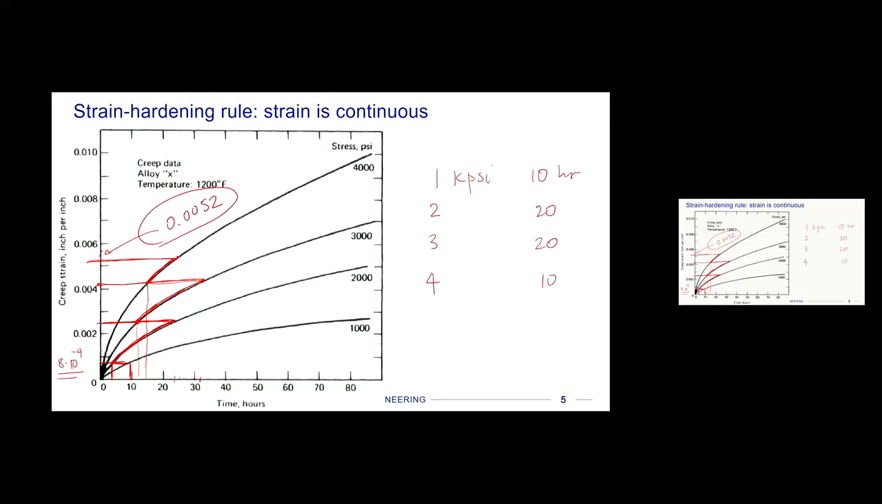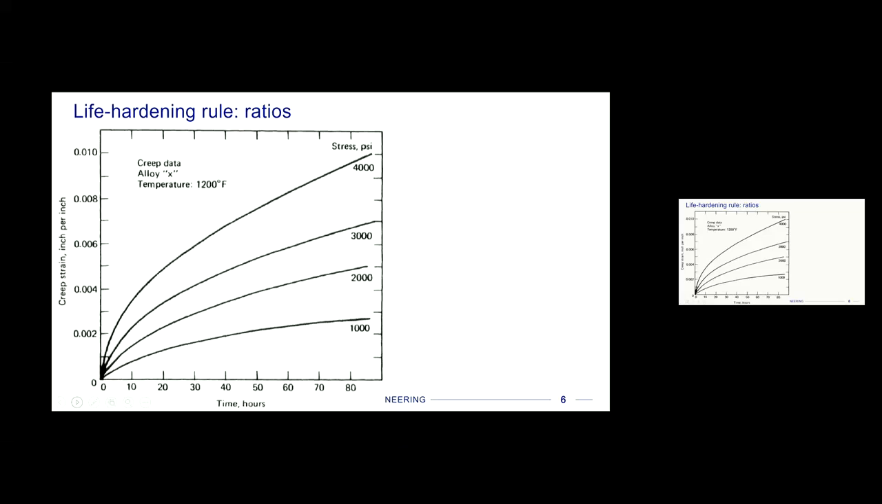And then the last one we have is called a life hardening rule. And so this one tries to sort of mishmash the other two together in a ratio for each level.